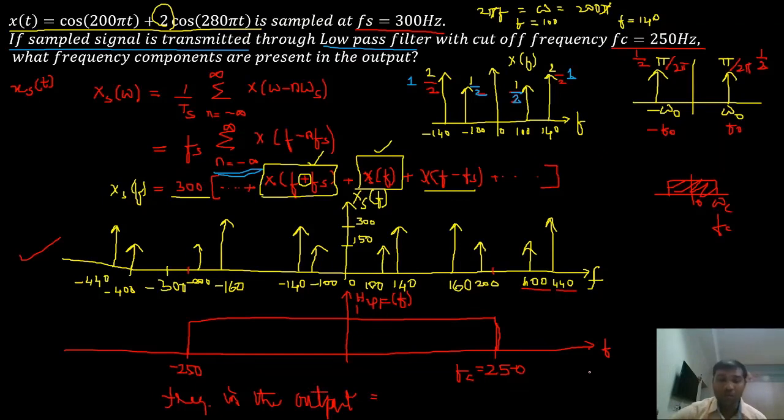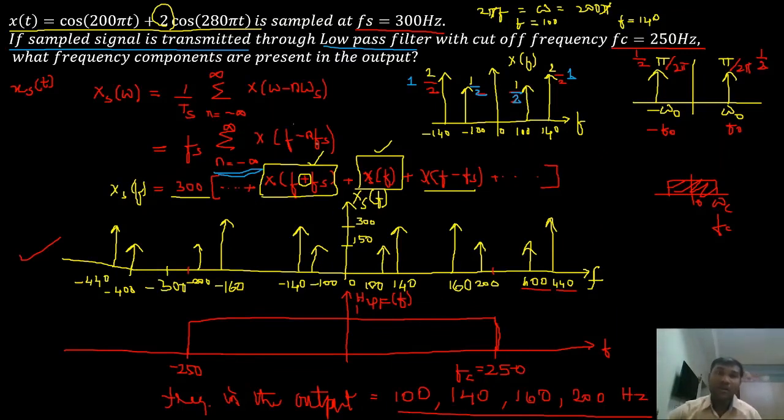The frequencies in the output are 100 Hertz, 140 Hertz, 160 Hertz, and 200 Hertz. 400 Hertz and 440 Hertz are higher than 250 Hertz, so they will be rejected. So this is my final answer. These are the frequencies that are present in the output, right?